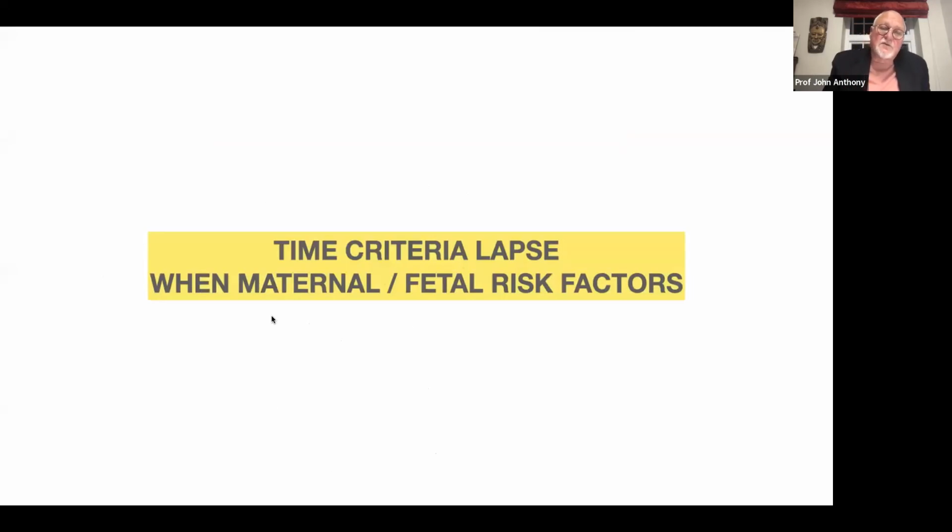And as I pointed out to you, the one thing that does lapse entirely is if there is a context to the tracing, if the mother has some significant obstetric complication, such as preeclampsia, or if the fetus shows signs of any kind of growth restriction, for example, then you don't have to wait until the 30 minutes or the 90 minutes has elapsed before you call it as being abnormal.